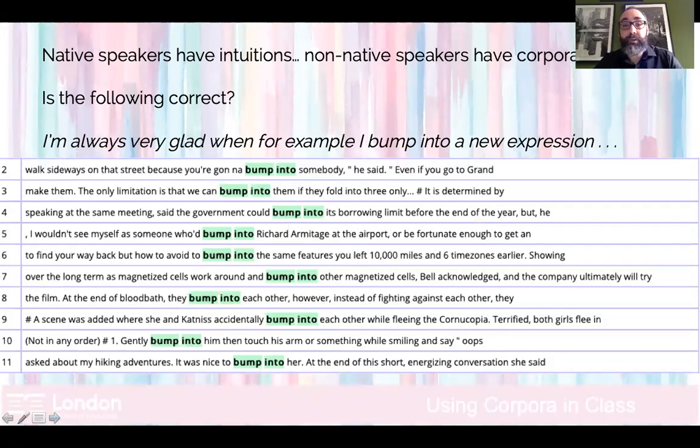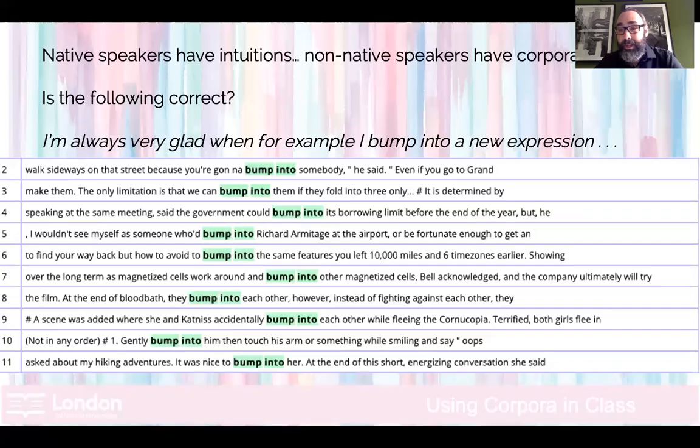And another example is this one. And as I say, native speakers have intuitions. Non-native speakers have corpora. Okay, we can check whether one thing is correct or not by checking the corpora. And for example, let's take this phrase here. I'm always very glad, for example, when I bump into a new expression. And you say, okay, I bump into a new expression. Is that right? Sounds weird, right? Do you think this is right, by the way? Can you bump into a new expression or not? I don't know what you think.